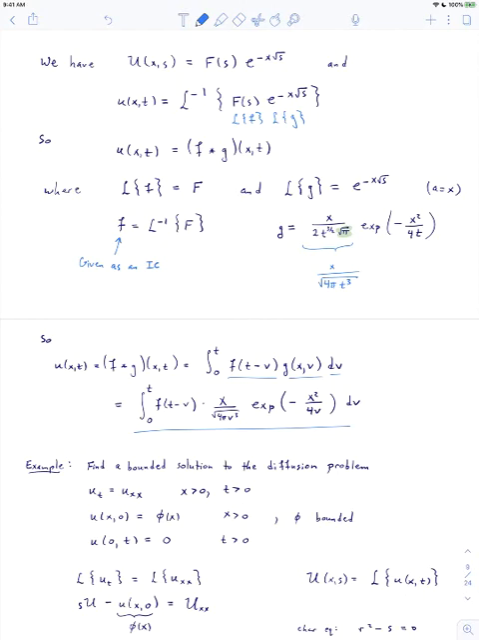Now this is not an expression we're going to be able to simplify. First of all, we don't know what f is, but also this isn't going to have an elementary antiderivative, so we're not really going to be able to simplify it beyond that.